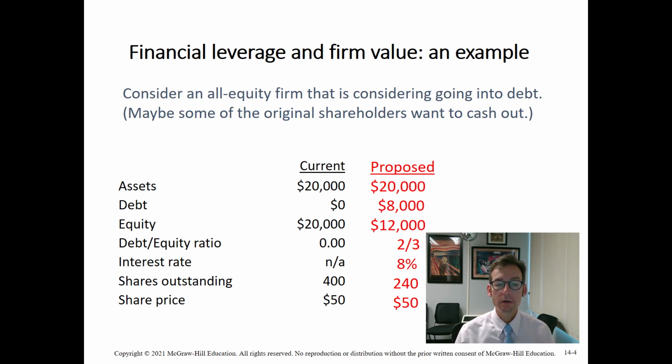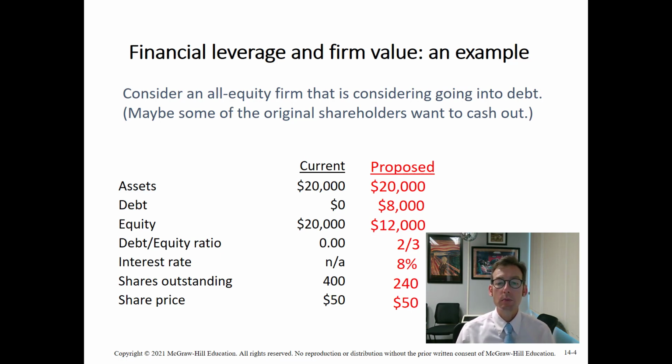So here we go. Let's talk about our current situation. We have $20,000 in assets. We have $0 in debt. That means that all $20,000 in assets must be financed with equity. And so this would have a debt to equity ratio of 0, because 0 over 20,000 is 0. Now, it's not useful at this point to talk about an interest rate because we don't have any money borrowed at all. We've got 400 shares outstanding at a share price of $50 a piece. Notice that 400 times 50 gives us 20,000, which we said was the value of our equity. It has to be like that or we've done something wrong.